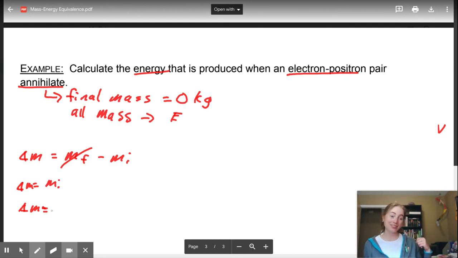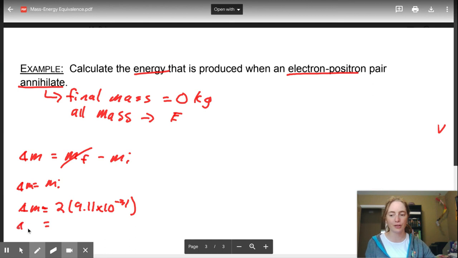Same place I get the mass of an electron. An electron and a positron, being antimatter to each other, have the same mass. You can get the mass of your electron off your data sheet. Okay, take that value, multiply it by 2, because they have the exact same mass. So our delta M is going to equal 2 times 9.11 times 10 to the power of negative 31 kilograms, which is the mass of your electron. Electron and positron, same mass.